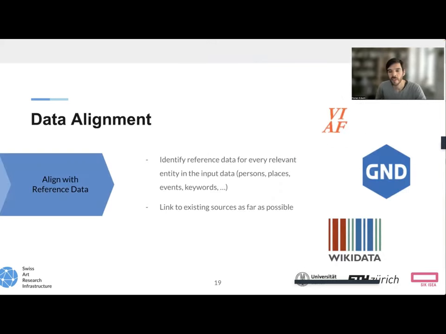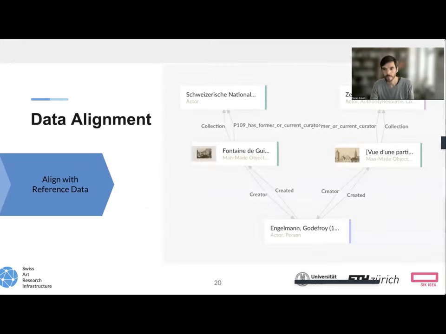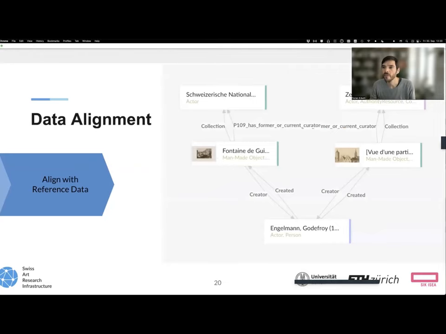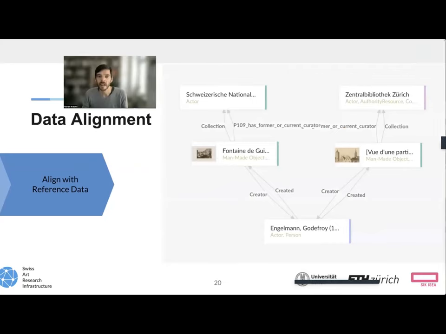We use the reference data service to align entities, in particular persons, places, events, but also keywords. And we link to existing resources, mostly the GND, which covers a lot of our use cases, as well as Wikidata. This linking allowed us to align entities that appear across collections.